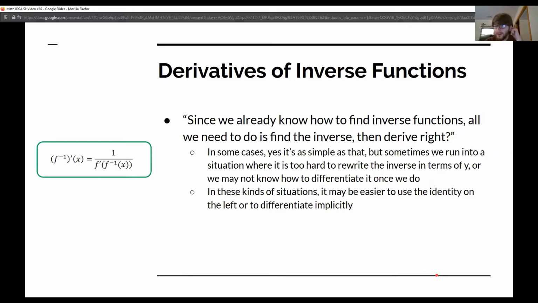So now that we looked over a little bit of inverse functions, now we can look at how to derive them. Since we already know how to find inverse functions, all we need to do is find the inverse and derive, right? In a lot of cases, yeah, it is as simple as that.